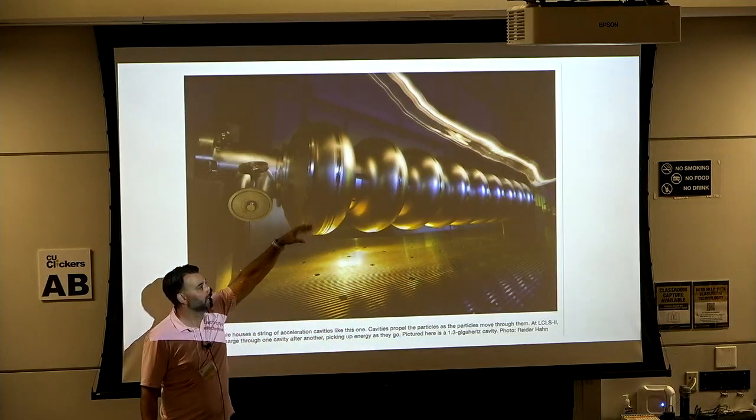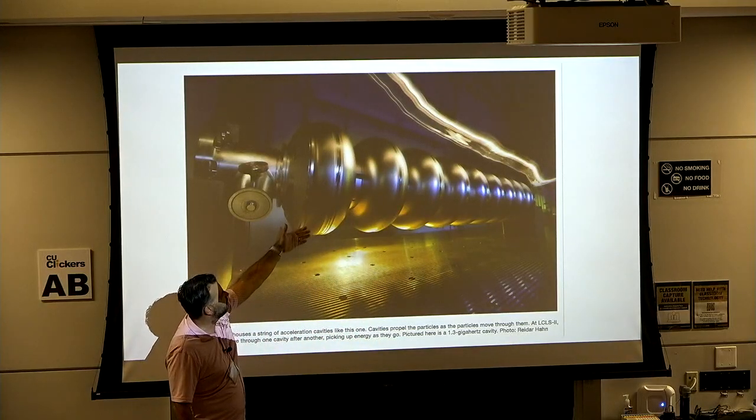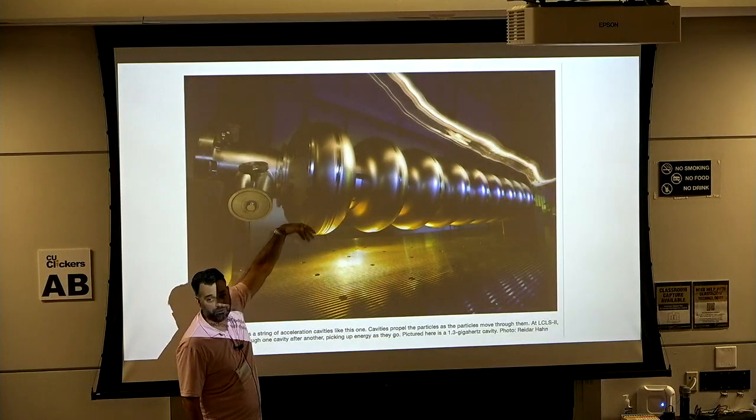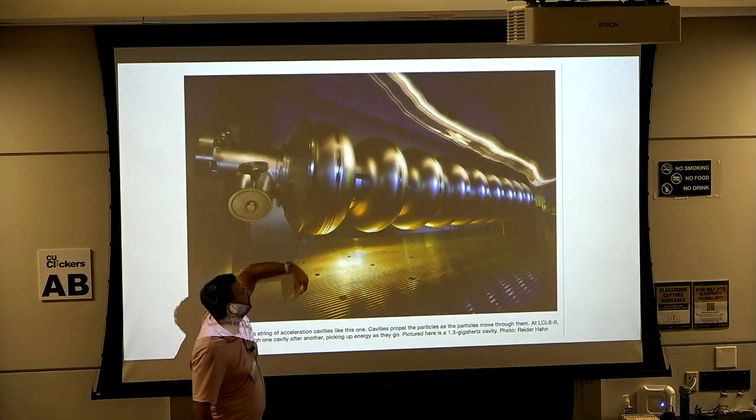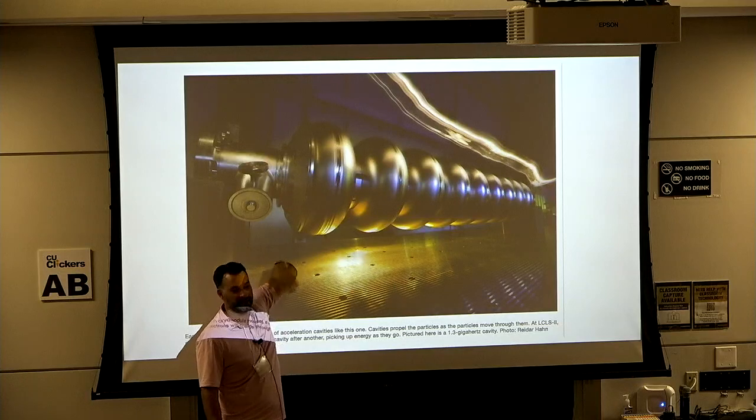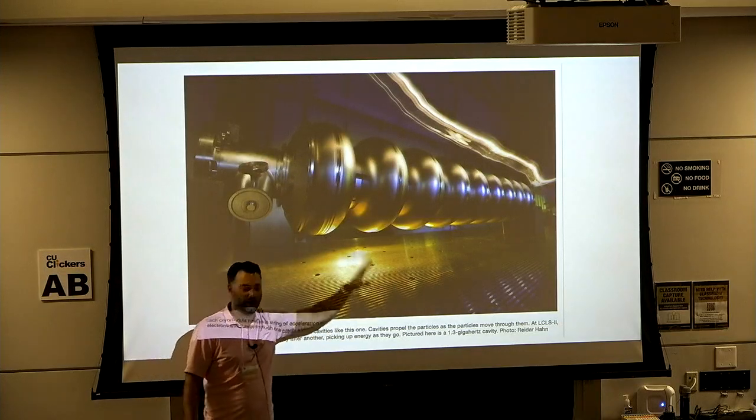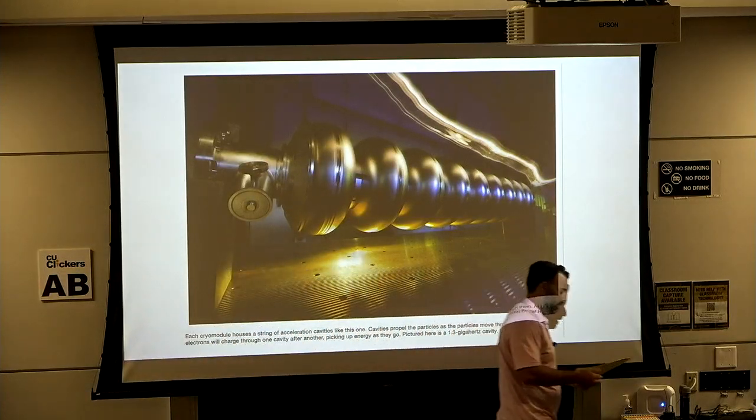Essentially, as I put a big potential across here, I'll start to bubble electrons off the surface of this, and they'll fly across, smash on the other side, and damage the cavity. The whole thing goes to hell, and I don't have an accelerator anymore.